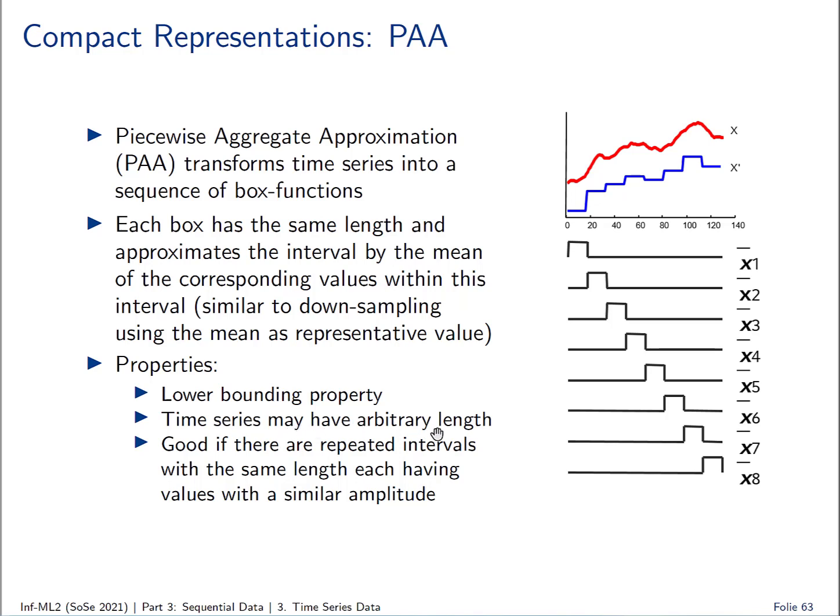Time series now may have arbitrary length, of course, and it's good if there are repeated intervals. Then these downsampling things are good, especially if they have repeated intervals with the same length, each having values with a similar amplitude. So here is a long part where there is not too much difference in the amplitude. So we can approximate that with these boxes, of course, much better with these middle mean values in the boxes, better than if we have a lot of up and down going on in a short time period.